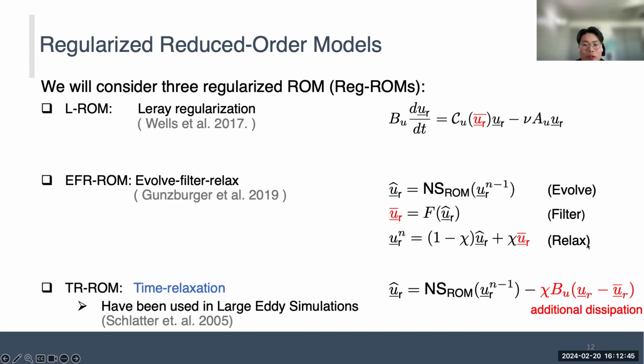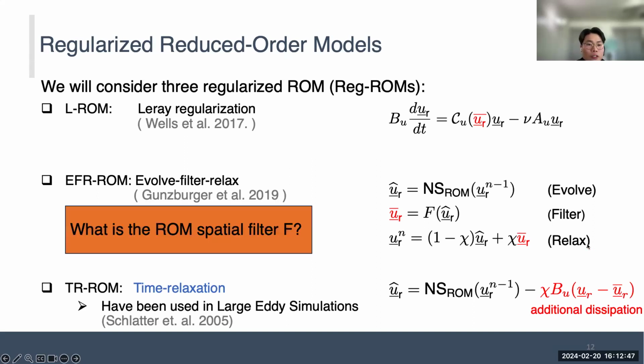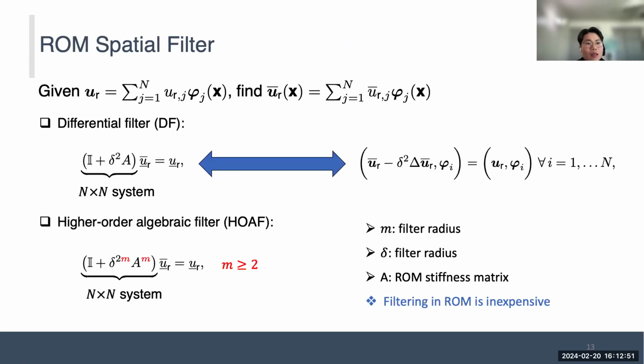So the remaining part is to define what's the ROM spatial filter, F. And in this paper, we investigate two ROM spatial filters. The first one is called differential filter, which is denoted as DF. The other is called higher order algebraic filter, denoted as HOAF.